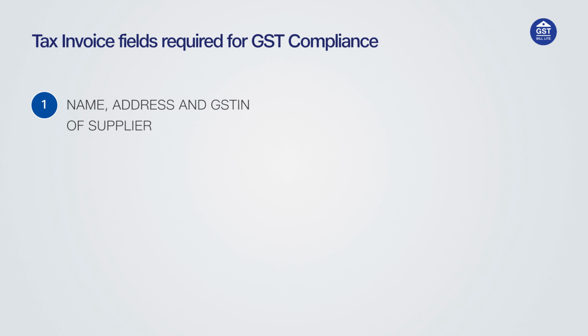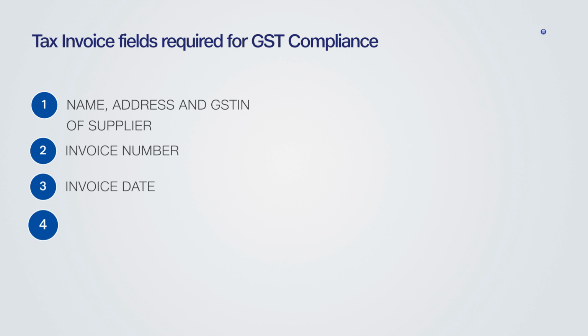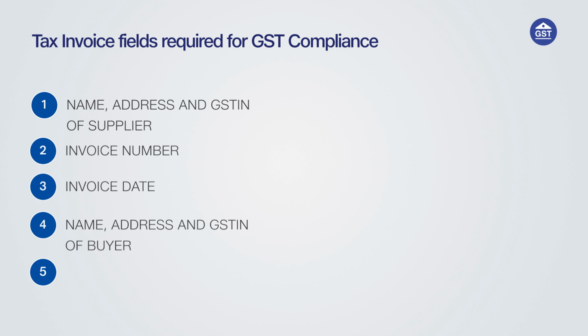First, name, address and GSTIN of supplier. Second, invoice number. Third, invoice date. Fourth, name, address and GSTIN of buyer. Fifth, place of supply. Sixth, HSN code.